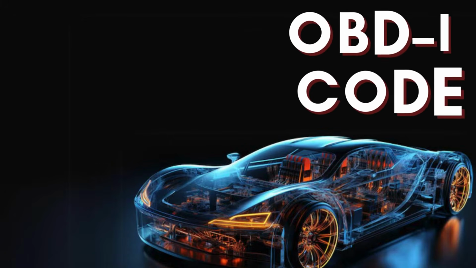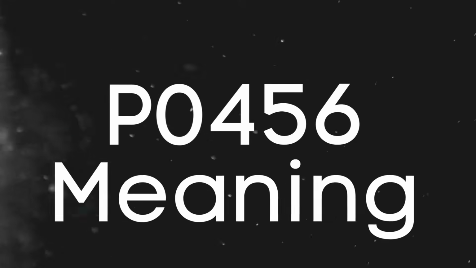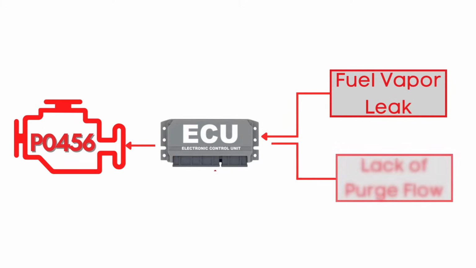Hey there! In this video, we're diving into everything you need to know about OBD2 trouble code P0456, also known as Evaporative System Small Leak Detected. First things first, let's break down what the P0456 code actually is. This code gets triggered when the ECU detects a condition in the EVAP control system that indicates a fuel vapor leak or a lack of purge flow in the system. In simple terms, it means the system has detected a small leak in the fuel vapor containment system.